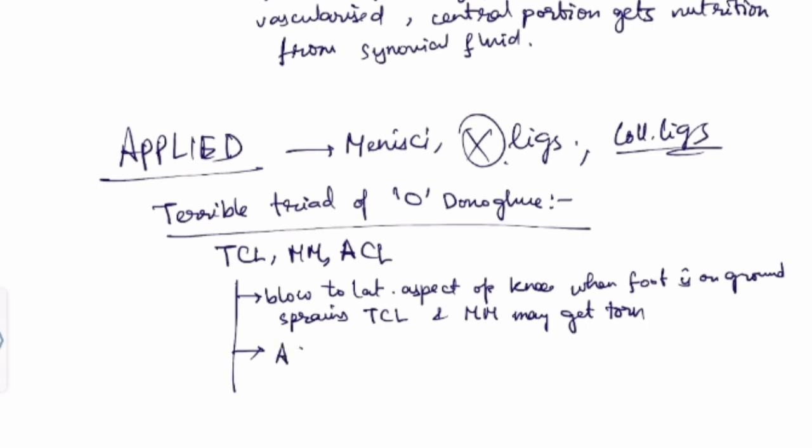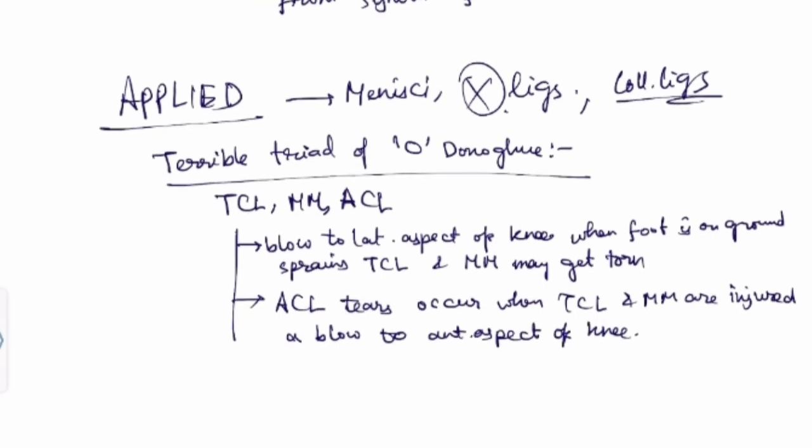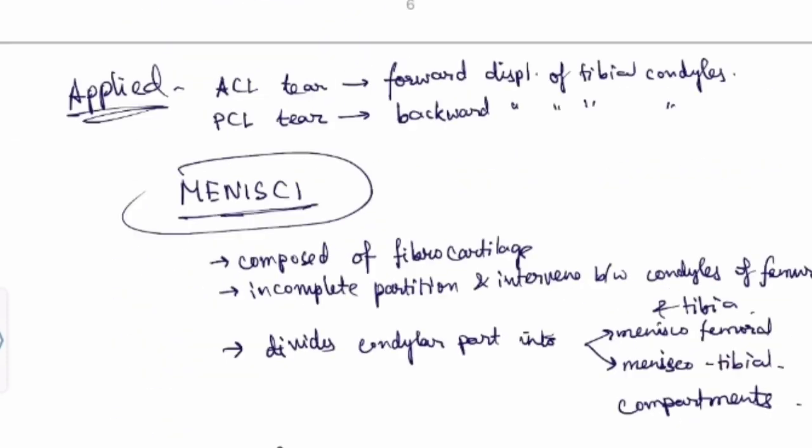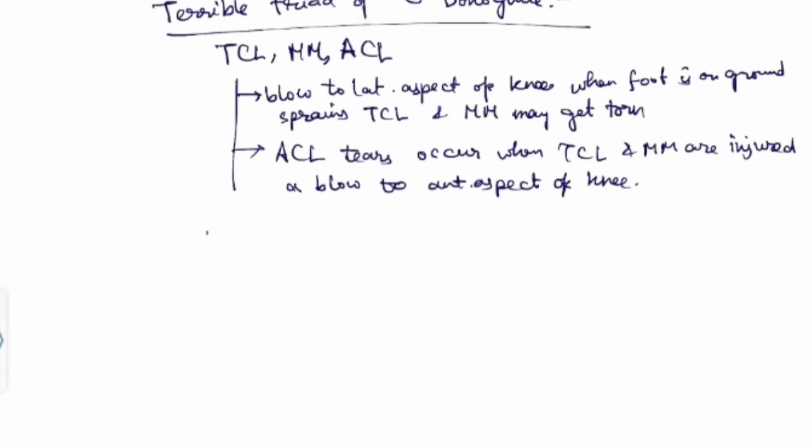Okay, how does ACL tear occur? When already the TCL and medial meniscus are injured, so already the damage has been done. Okay, a blow to anterior aspect of knee joint. Now you know what happens when the ACL is torn. Anterior displacement of tibia from the femur, I've already mentioned. See, anterior displacement of tibial condyles from the femur.